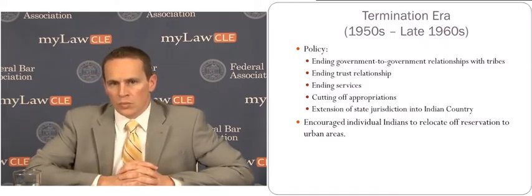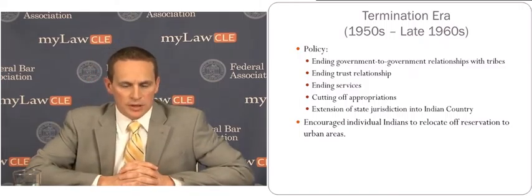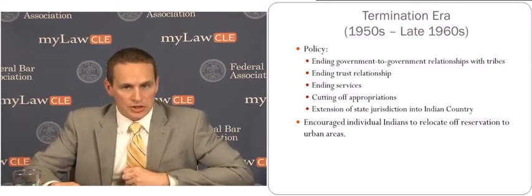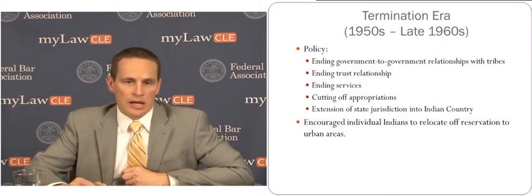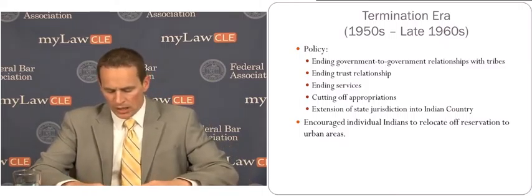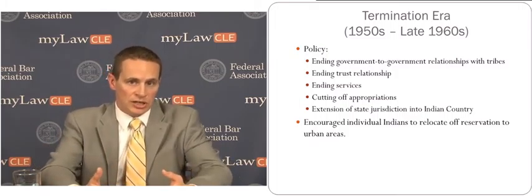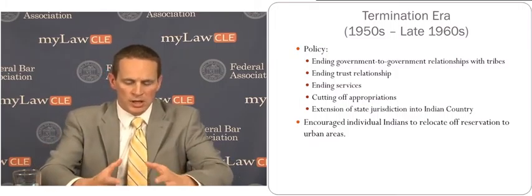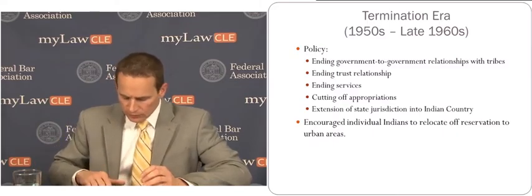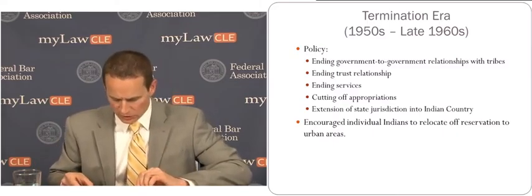And what that policy did was it aimed to end the government-to-government relationship between the tribes and the United States, and to cut off services, cut off appropriations, and ending the trust relationship with tribes, and then finally the extension of state jurisdiction into Indian country, because up to this point, really tribes and to some extent the federal government only had jurisdiction in Indian country. So it sought to extend state jurisdiction into Indian country.